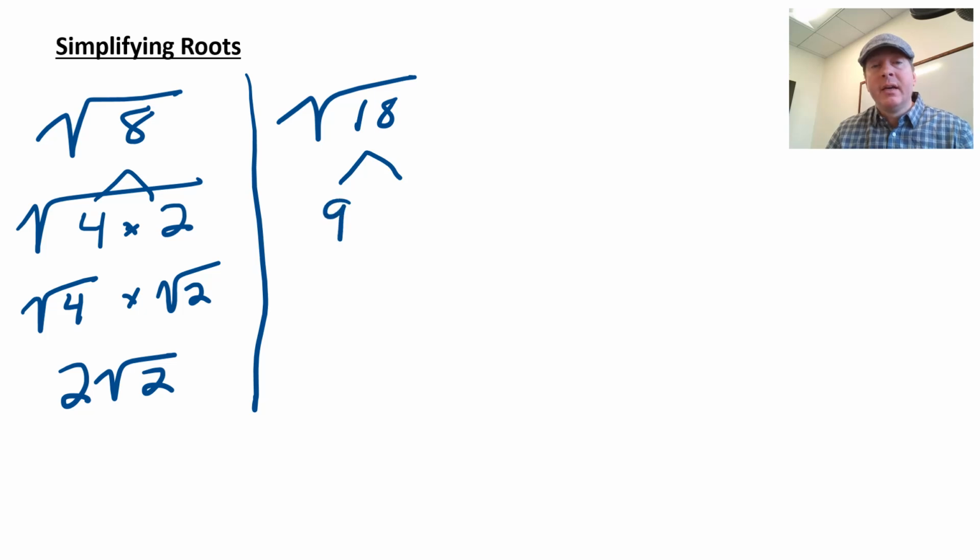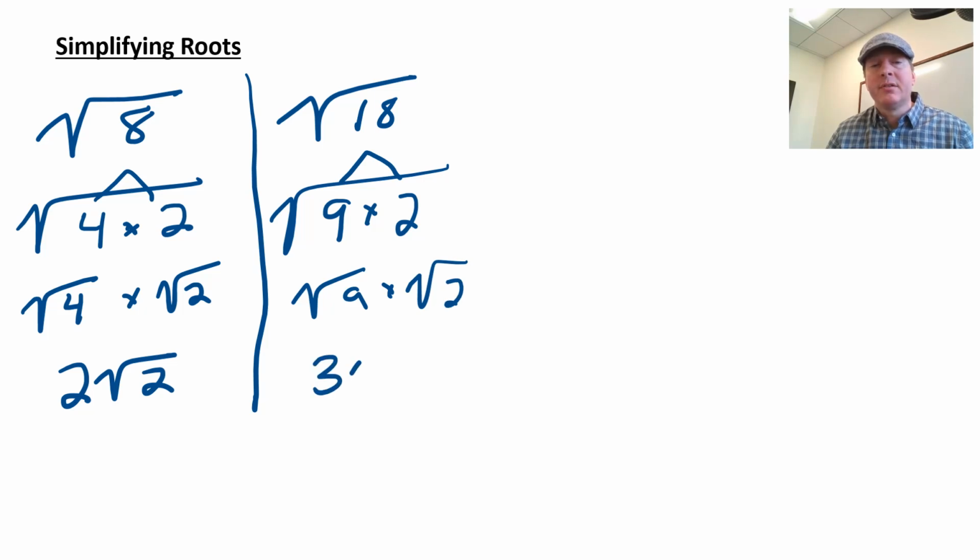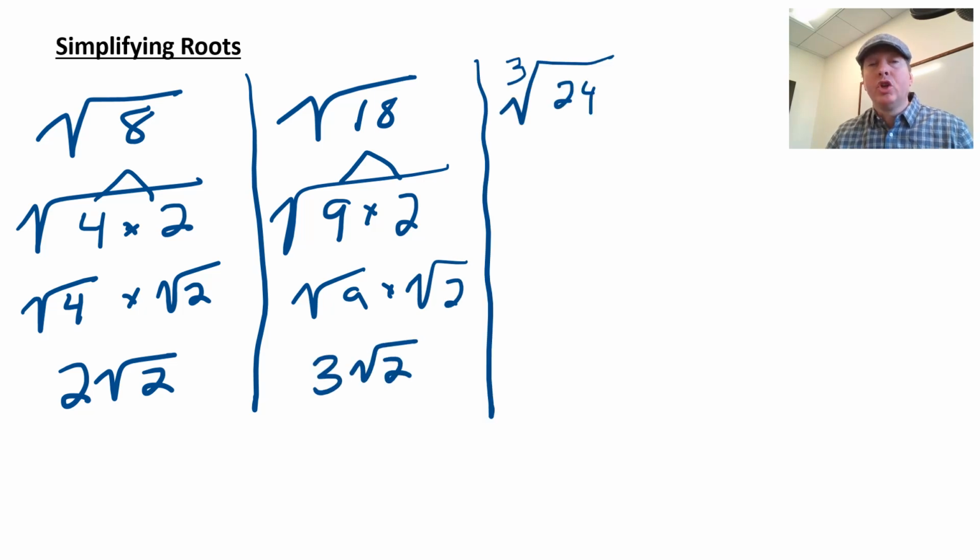How about the square root of 18? Well, 18 is 9 times 2. 9 is a perfect square, so it's the same thing as the square root of 9 times 2. It's the same thing as the square root of 9 times the square root of 2. It's the same thing as 3 root 2. How about cubed roots? How about the cubed root of 24?